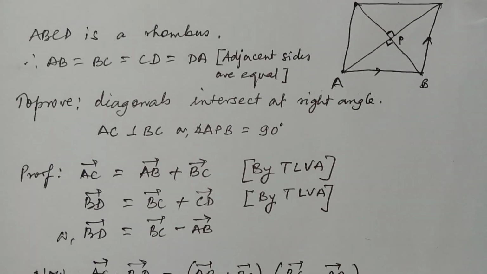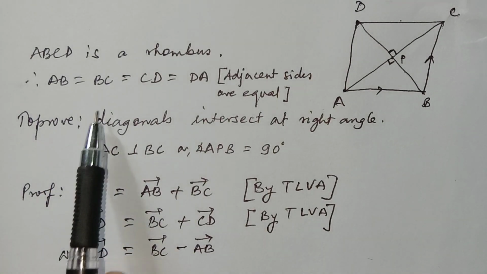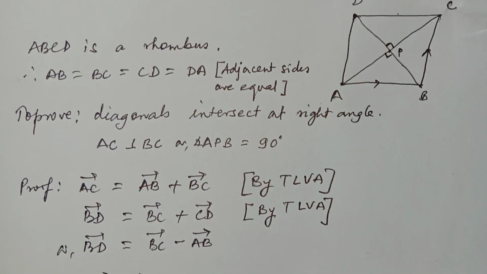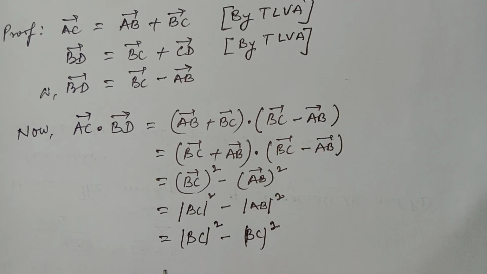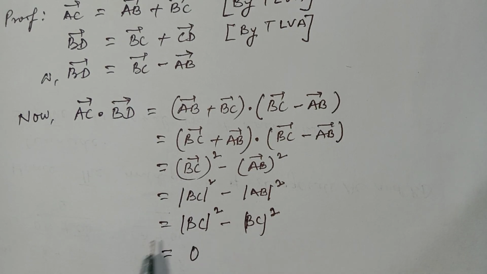And we know that BC and AB are equal, since they are adjacent sides of the rhombus. So we can say that BC square minus BC square equals 0. The dot product of these two vectors is 0.